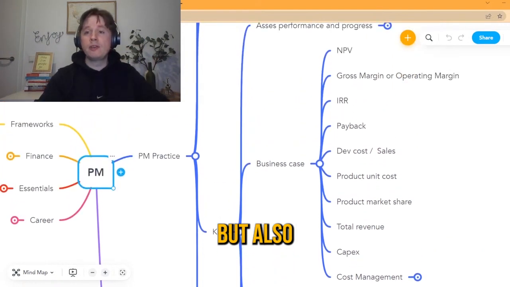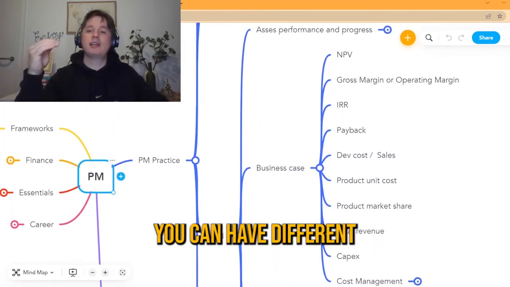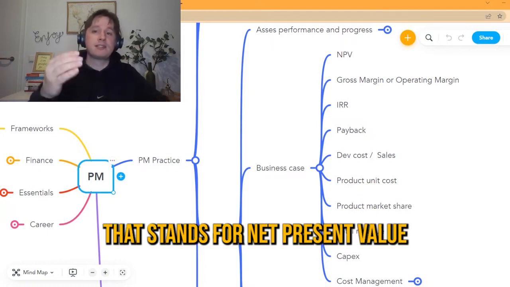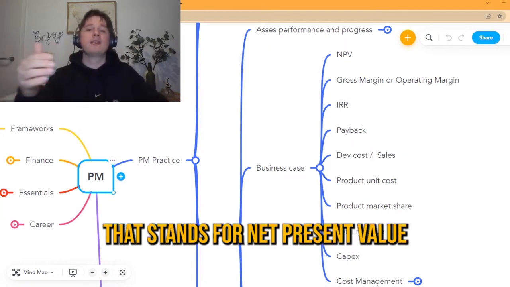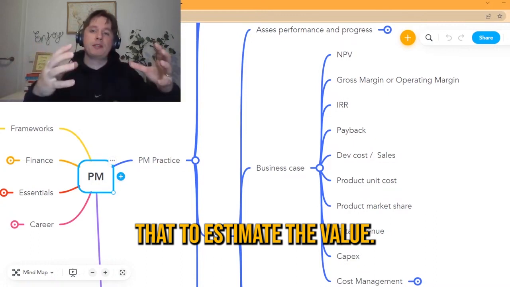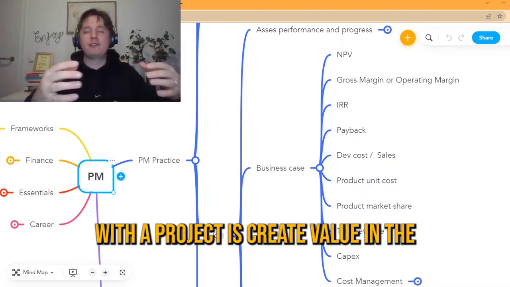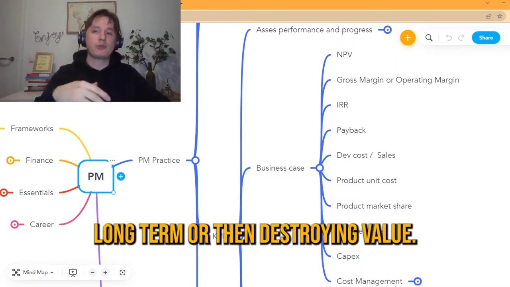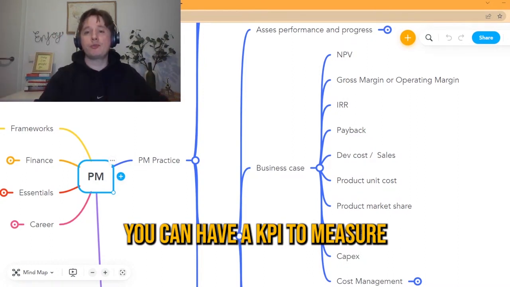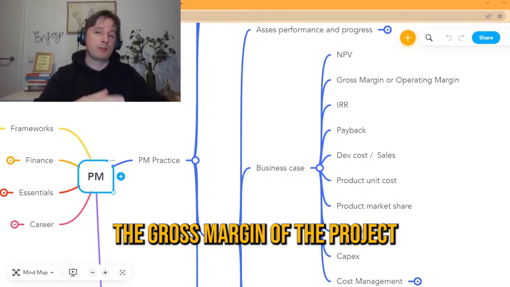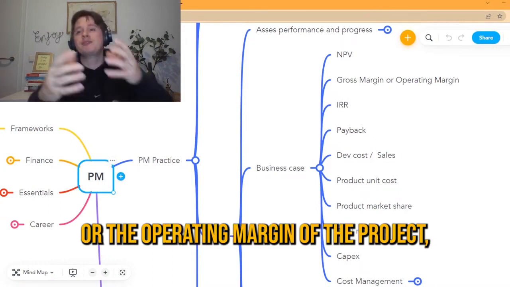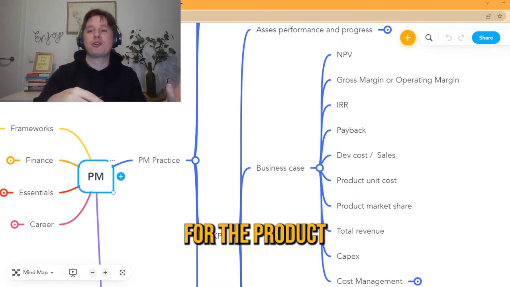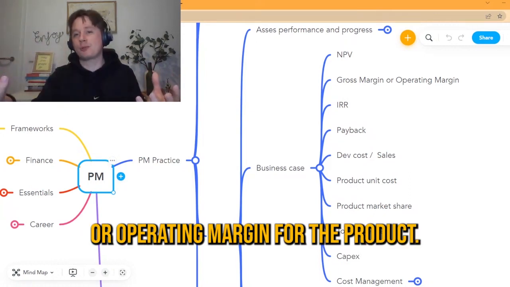But also, if you have a business case, you can have different KPIs. You can have the NPV, which stands for net present value, where you are trying to estimate if a project is creating value in the long term or destroying value. You can have a KPI to measure the gross margin of the project or the operating margin of the project, or also the gross margin for the product or the operating margin for the product.